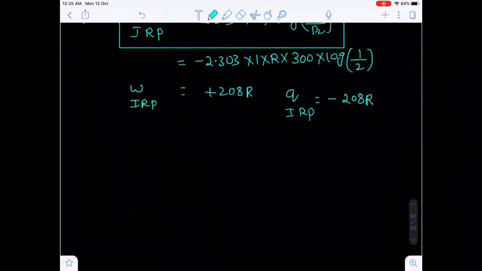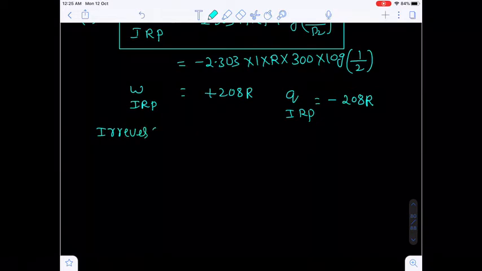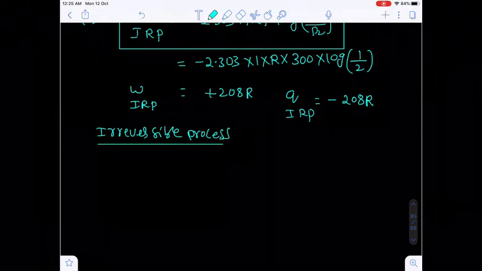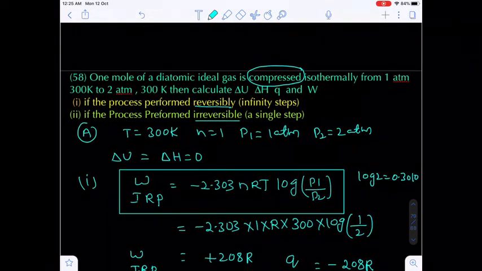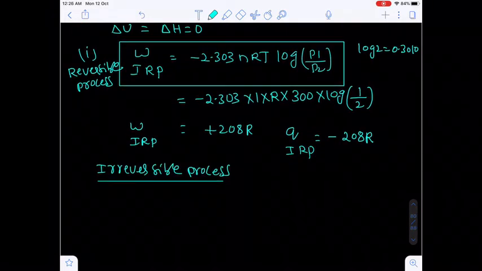Now, in which process was this calculated? In a reversible process. Before the irreversible process, we calculated it in a reversible process. This is the reversible process. Now we are going to calculate the work done in the irreversible process.